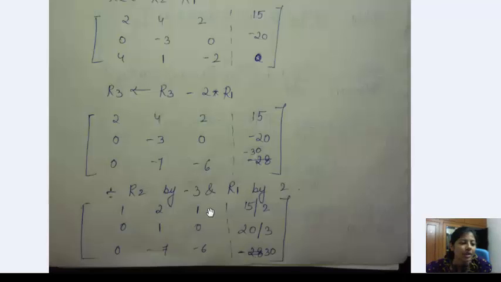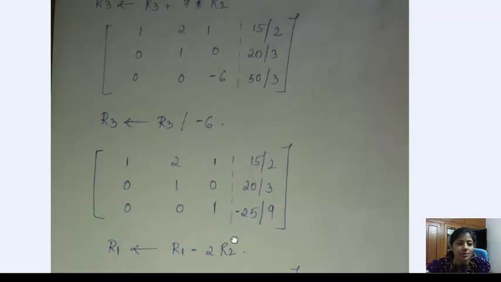Now I'll divide R2 by minus 3, so I will diagonalize it and at the same time make it an identity matrix. So I divide the second row by minus 3, and by 2 I'll divide the first equation. So I'll get 1 in the diagonal elements. Now I am left with the third equation, in which I have to make this 7 also 0. To make that 7 zero, I have applied the row transformation R3 as R3 plus 7 into R2.